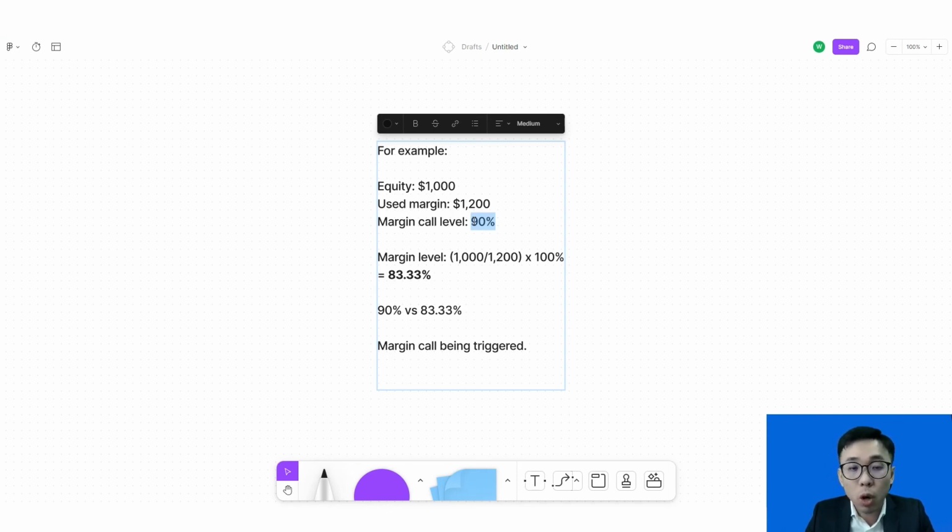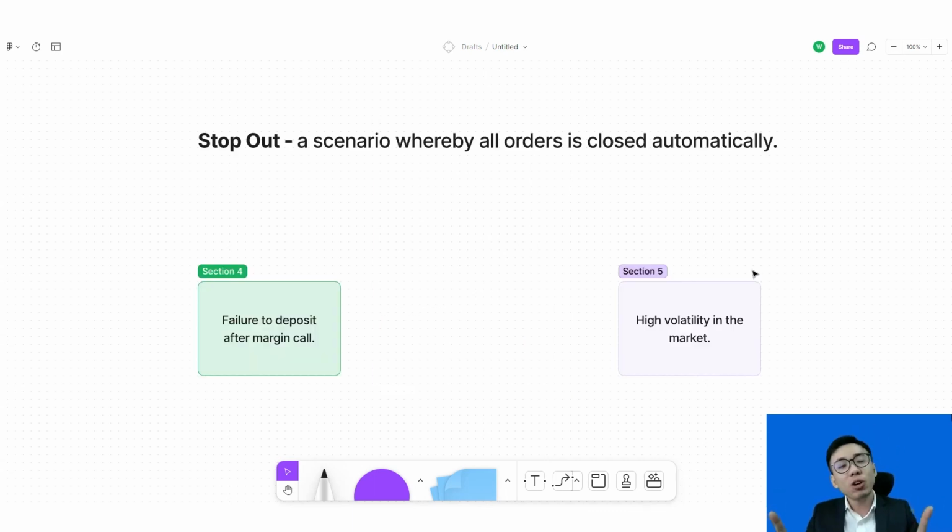Now, the first step to actually compare with margin call level is to calculate my account's margin level. How we do this is to take 1,000 US dollar of equity, divide it by 1,200 US dollar of used margin, times 100%, and our margin level right now is 83.33%. Now, since my account's margin level has fallen below this safe threshold, I will receive a margin call. And this is where the margin call is being triggered. Notification has been sent to me to urge me to deposit more funds, or I might succumb to even more losses thereafter.